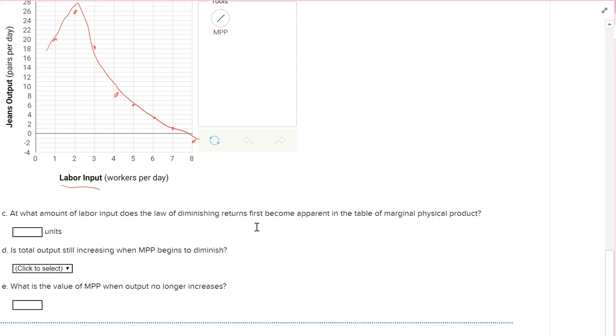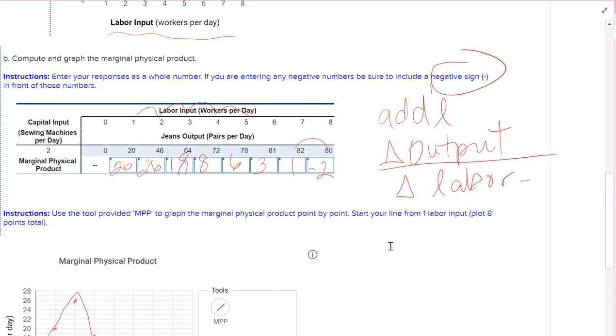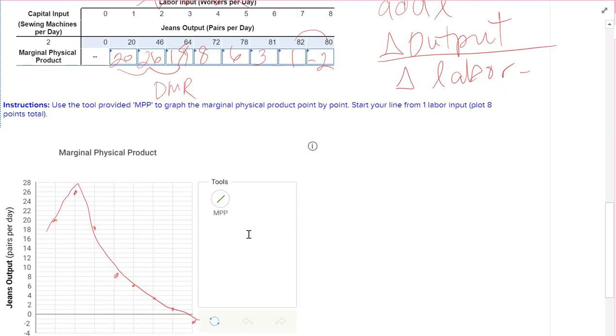C asks us just for some simple analysis. It says, at what amount of labor input does the law of diminishing returns first become apparent in our table of marginal physical product? Well, diminishing marginal returns. We get less as we continue on and produce more units. So we can see it pretty easily right here. From 20 to 26, we get increasing returns. However, from 26 to 18, that marginal, right, we have diminishing marginal returns. So with that third unit of output, we start to experience diminishing marginal returns.